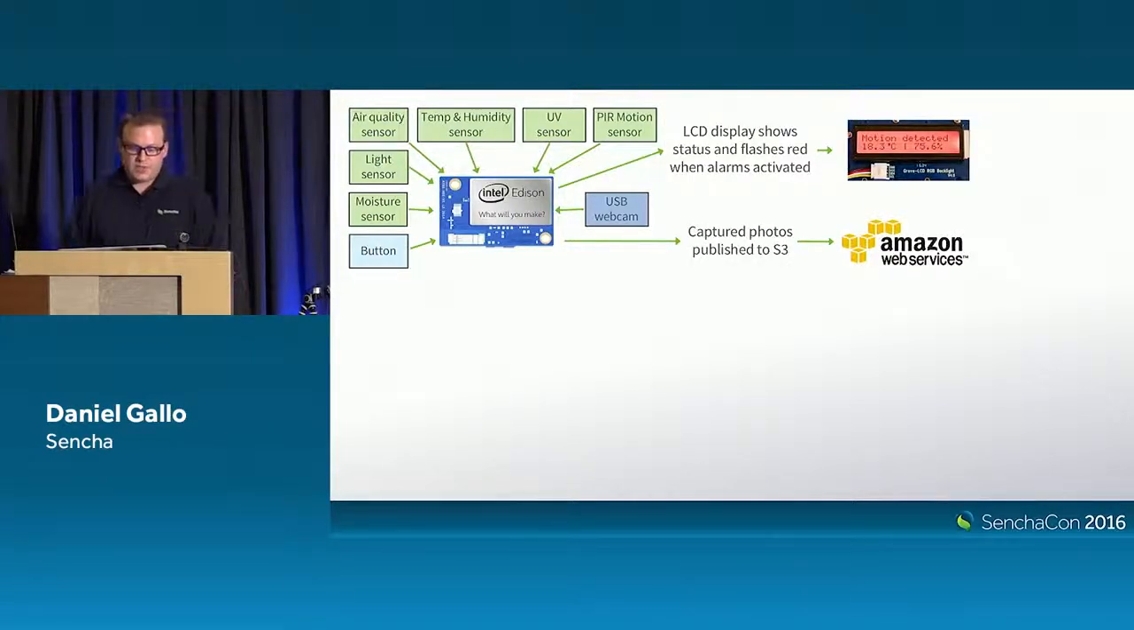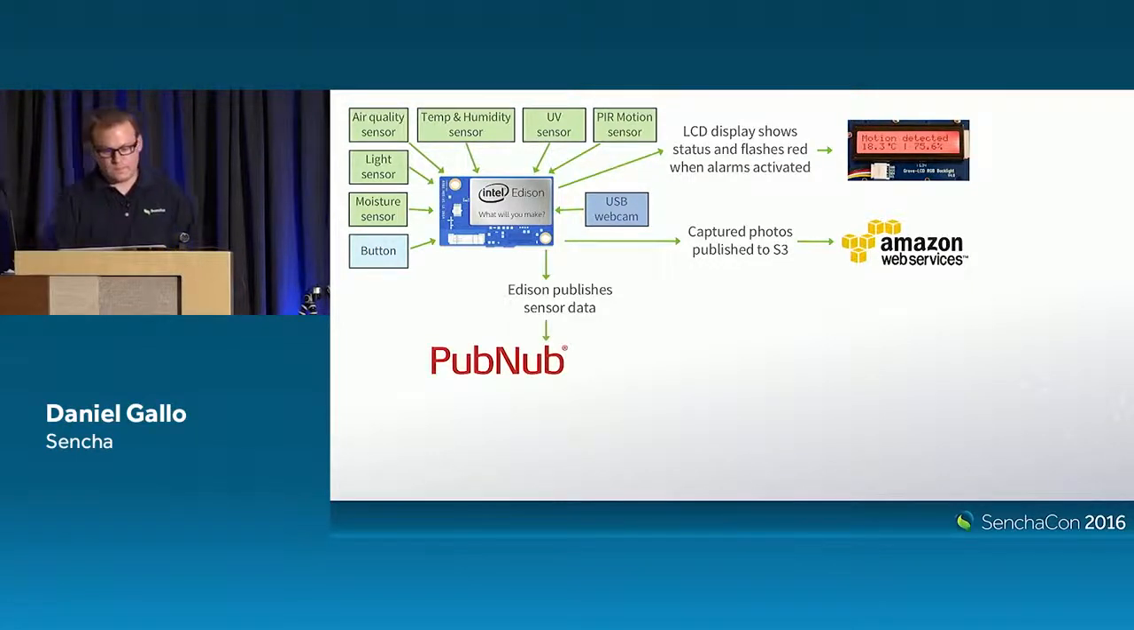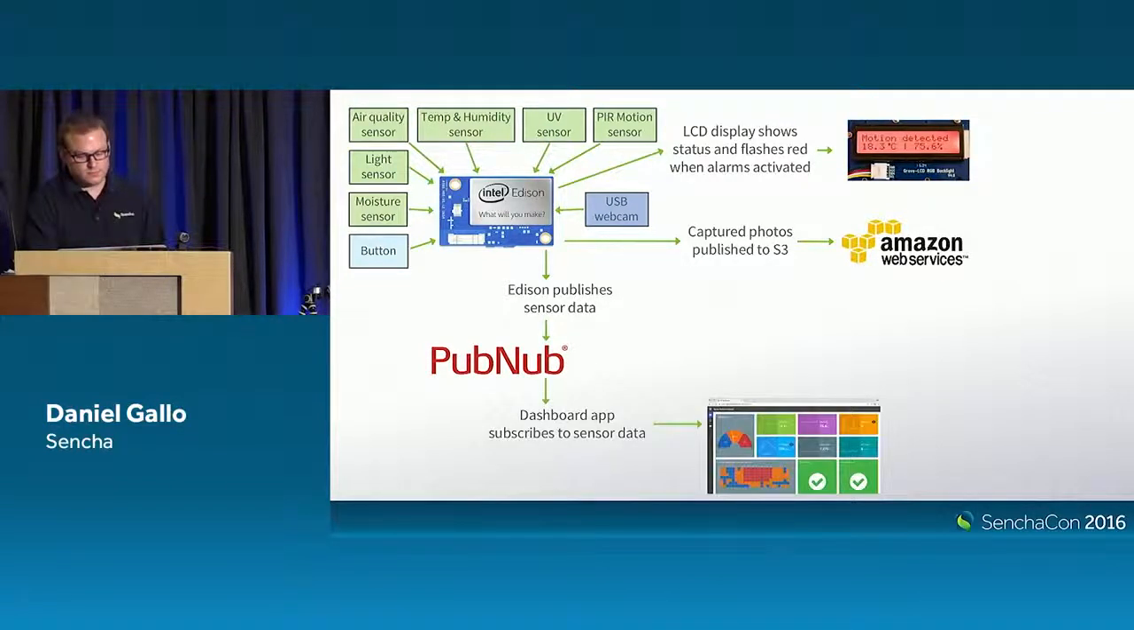And whenever a photo is captured by the device, we're going to upload that to Amazon S3. And whenever a sensor value is published or whenever an alert is fired, maybe the motion sensor or panic button, that message is being sent to PubNub. We then have the Ext JS-based dashboard in the bottom, and this is subscribing to all of these messages.